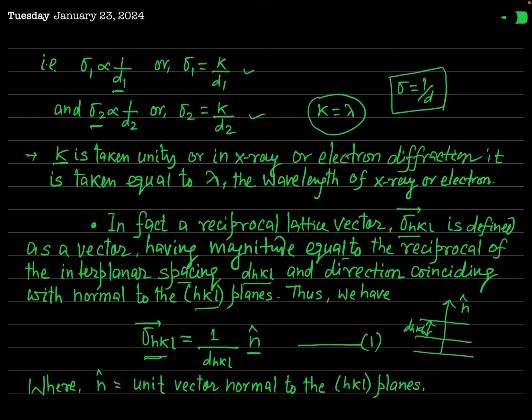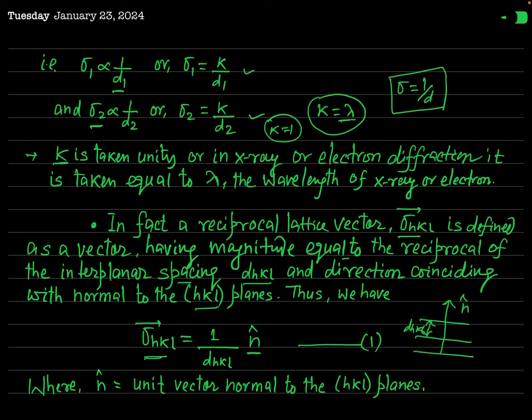Actually, as I have told you earlier, this constant here may be taken equal to lambda, but we will take this in case of diffraction. In crystallography, in general, we take this proportionality constant k equal to 1. So this is the basic definition of the reciprocal lattice vector.